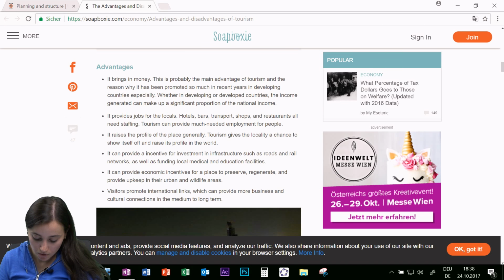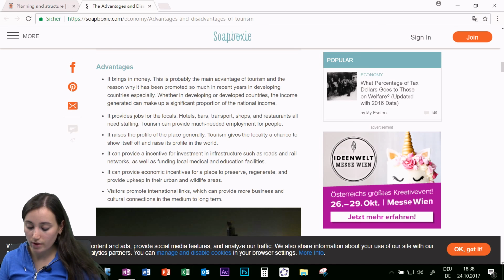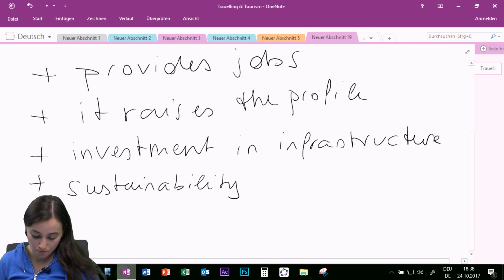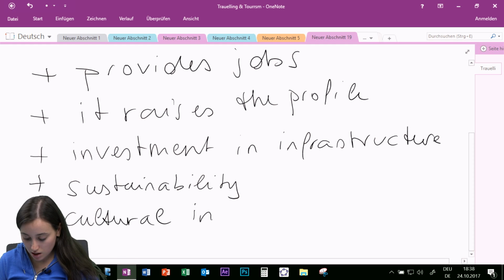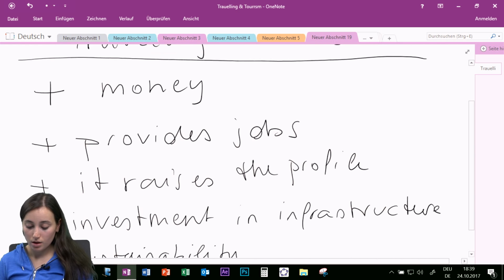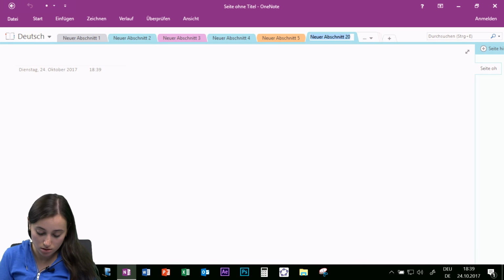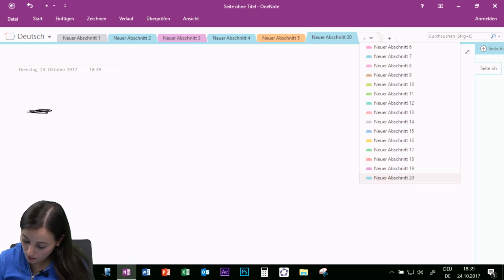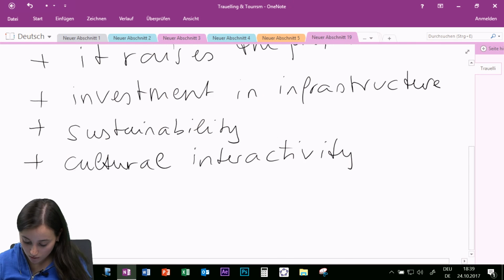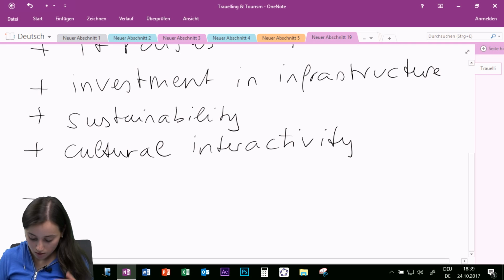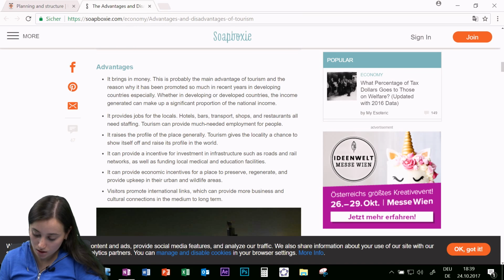And visitors promote international links which can provide more business and cultural connections in the medium to long term. Cultural interactivity. So, these are the pros. And now we'll have the cons. I'm going to write them down here. Ooh. How do I get back? Whoop. Okay. No, I'm going to list them just beneath the pro arguments.